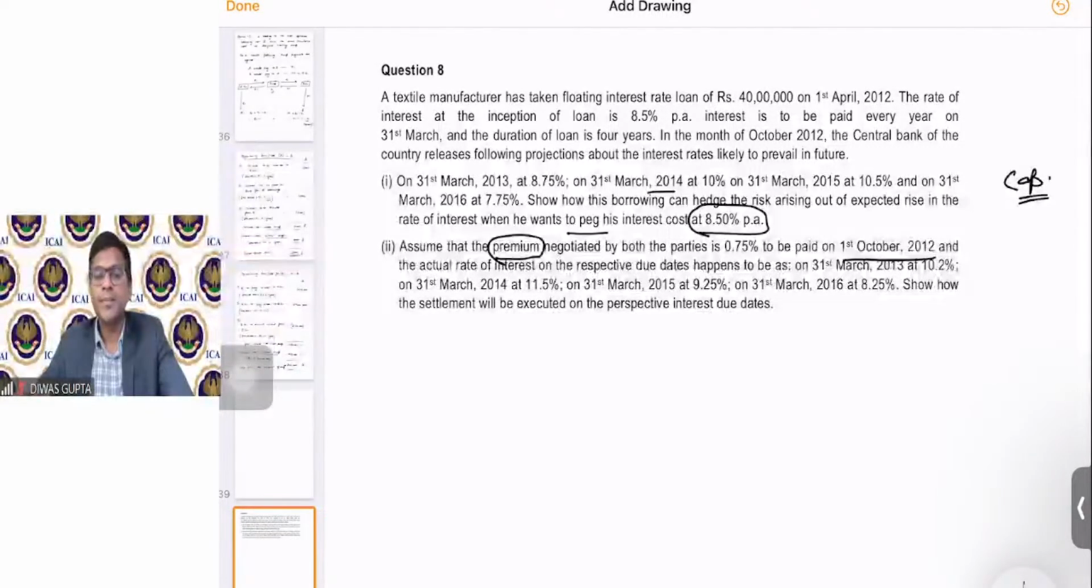Tell me, students. Shailesh, please recheck. Others, I request you to please answer. We are talking about premium here. We are talking about a cap.